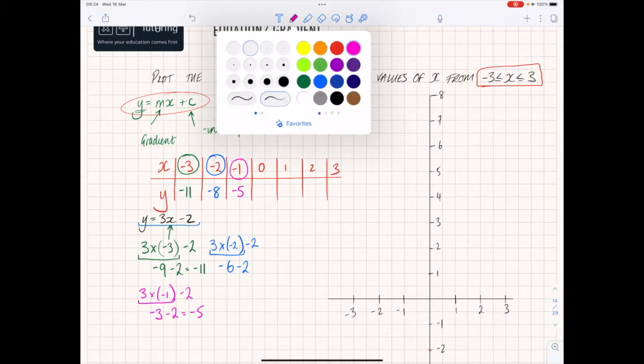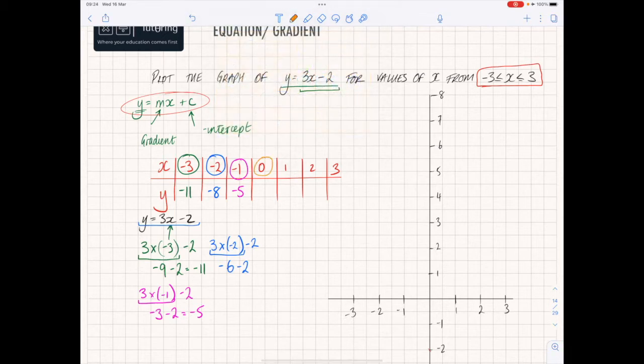Then what we end up getting is 0 for our next one. Well, this is pretty simple because you're saying 3 times 0, which is just 0, and then minus 2 is minus 2.